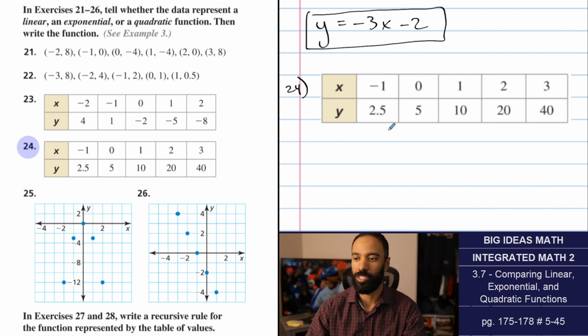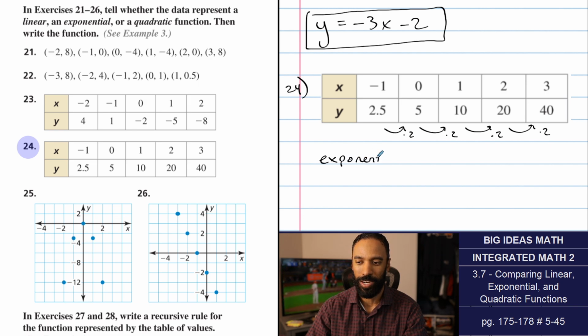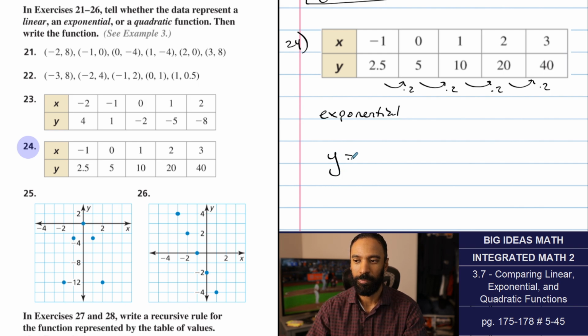Constant increase of 1, whereas this thing looks to have a doubling effect, so times 2 each time. That'll make this thing exponential. I'll probably just stick with black. Exponential equation, y equals ab to the x. When x is 0, y is 5. That will be the a value. That was the y-intercept. And doubling effect means 2.